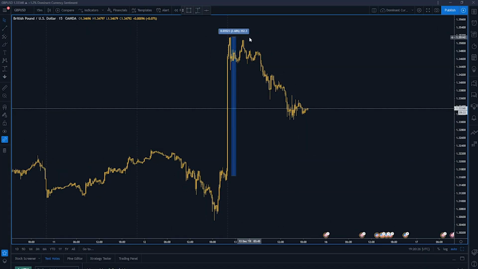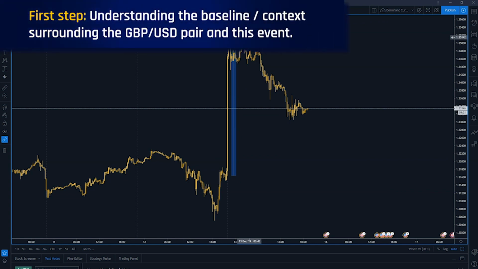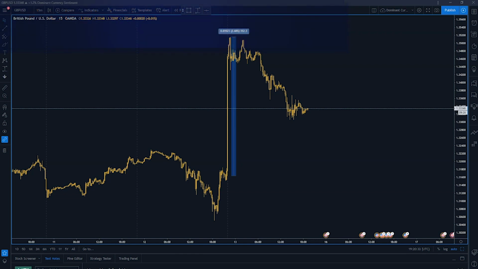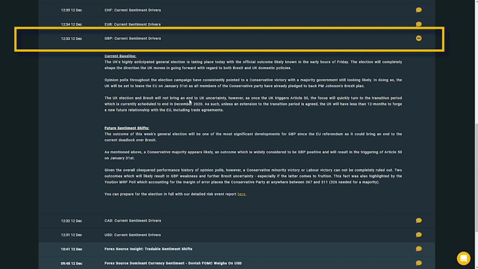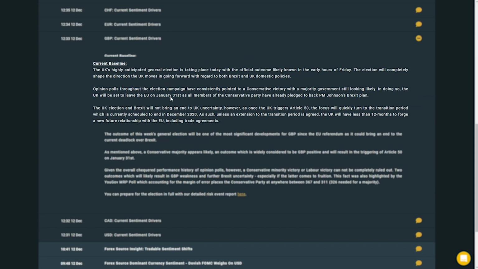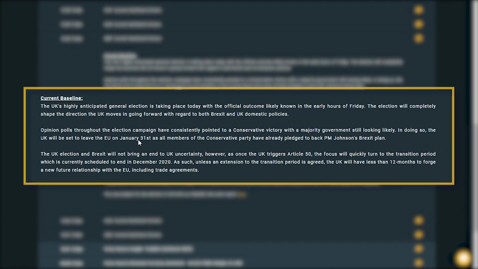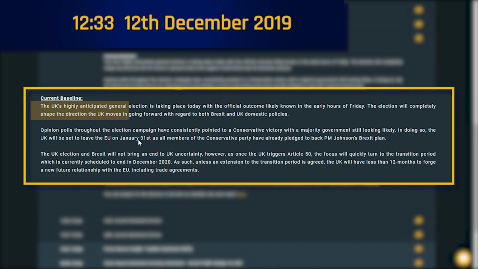So firstly, we need to understand the context or the baseline surrounding this pair before the actual move took place. So for this, we can quickly jump to the Forex Source terminal here on the 12th of December. And we can see that we posted our current sentiment drivers report for the pound. Now, in this report, we highlighted that the biggest focus at that time for the pound was on the UK election, which would take place later that day.